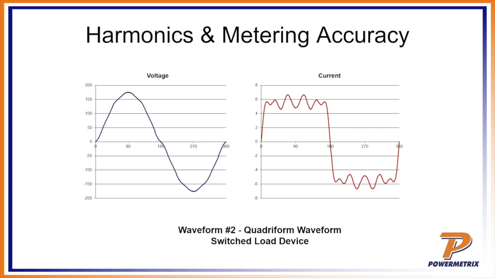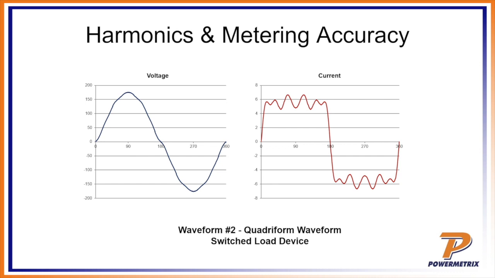The second waveform is called the quadriform waveform, which is a switched load device. If we break that out into voltage and current, the voltage still looks pretty sinusoidal. We'll start to see a little bit of distortion there. But the current is very squarish, very much a square wave. Once again, this is a switched device, maybe something switching on and off, a relay, a piece of industrial equipment, something like that.